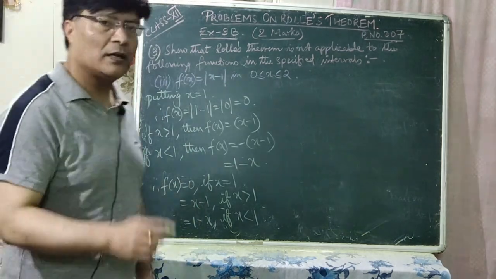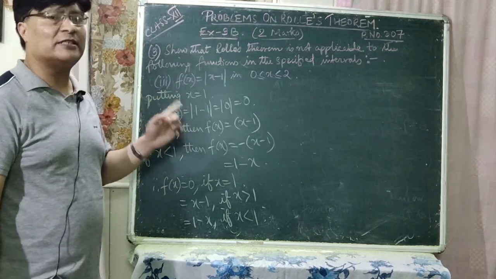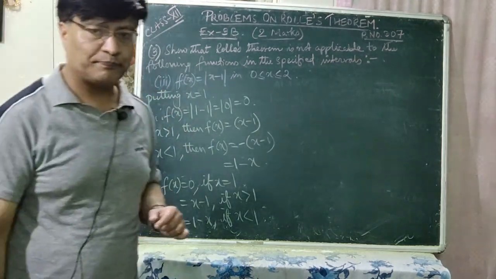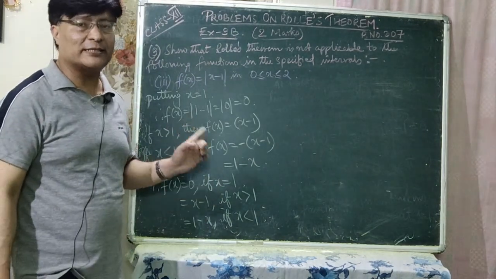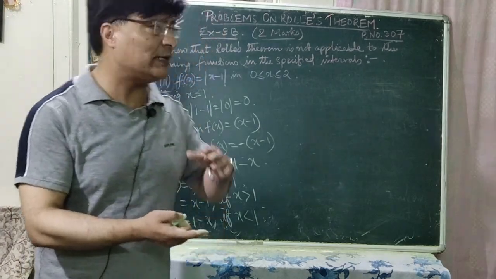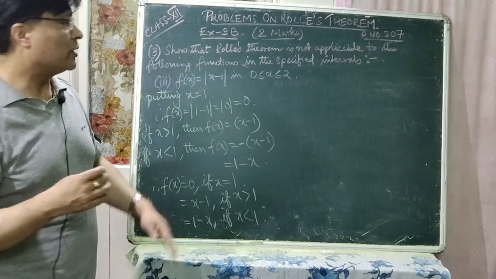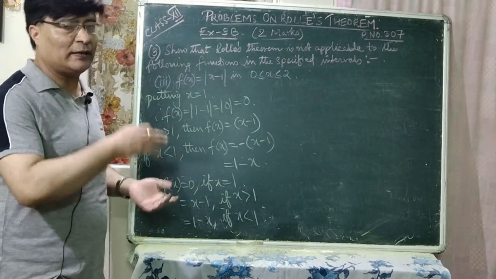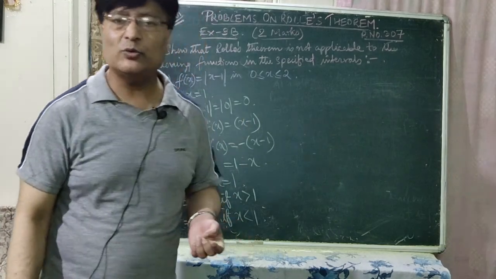Okay. Now let us check whether the function f of x is differentiable or not at x is equal to 1. Right? First, let us check whether it is differentiable or not at x is equal to 1. If it is not differentiable, then Rolle's theorem is not applicable. And if it is differentiable, then obviously f of x is continuous at x is equal to 1.